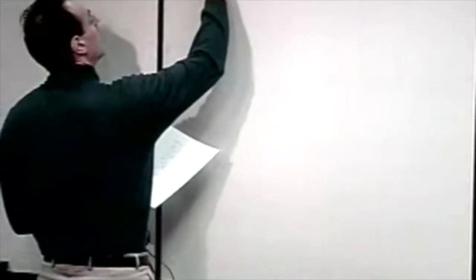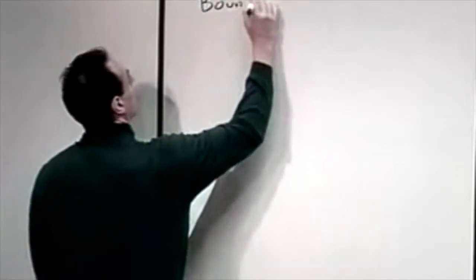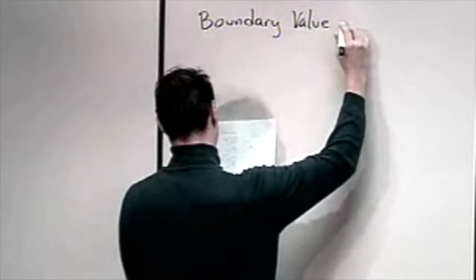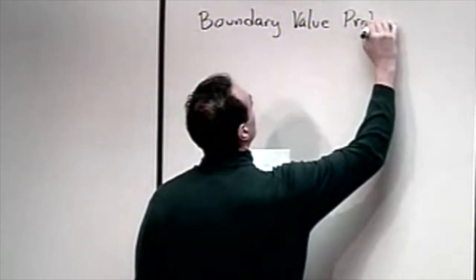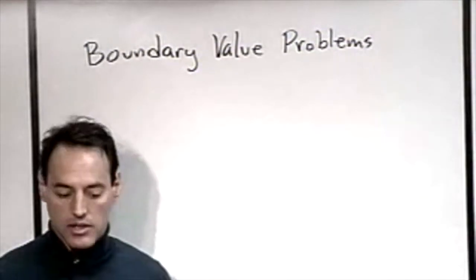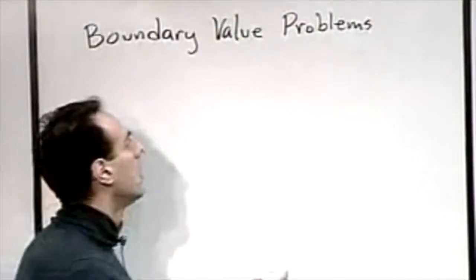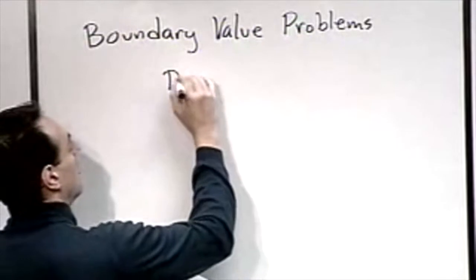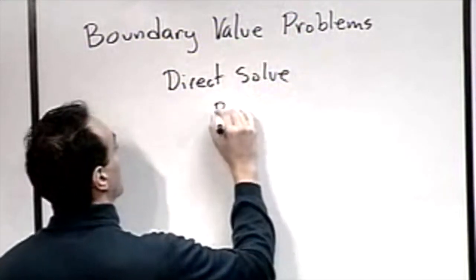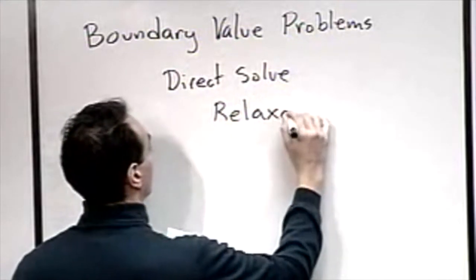Another way to solve these boundary value problems is through what's called the direct method. And it's also a very nice alternative, especially for linear systems. So I'm going to call this direct solve, or also sometimes relaxation.